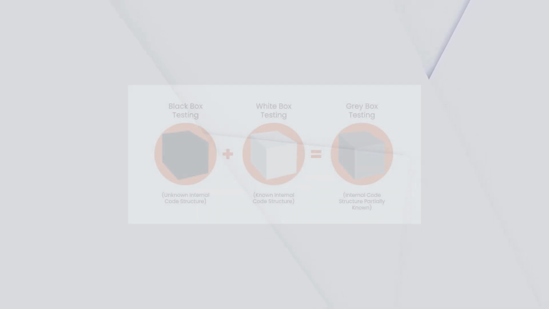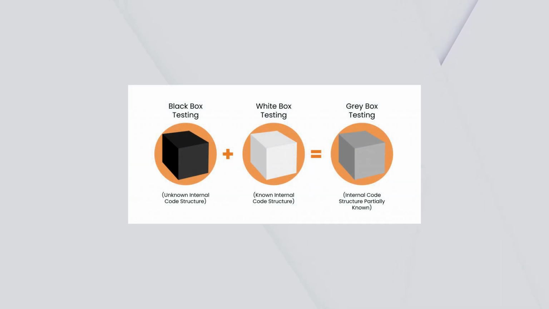But wait, what if we combine both? That's where gray box testing comes in. It's a hybrid approach where testers have partial knowledge of the internal system but still test it from a user's perspective. This method is great for identifying security flaws, integration issues, and hidden defects.